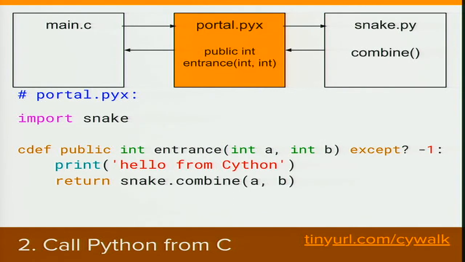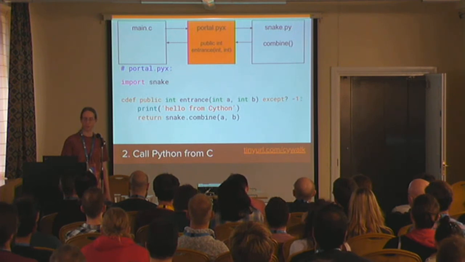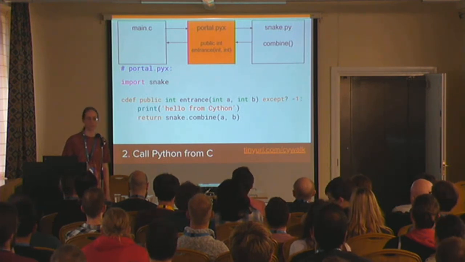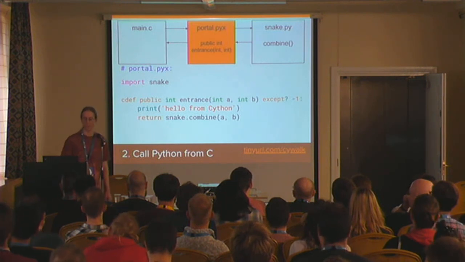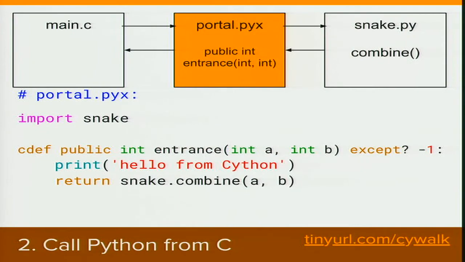In portal.pyx, we're now introducing quite a lot more Cython-specific syntax. But the first thing we do is import snake, and as I said, it will pull in snake.py if that's on the path, or a module that's been installed called snake, whatever you like. The second line, we have to declare a function that's a C function rather than a Python function because we're going to be calling it from C. So rather than def, we start off with cdef. We also declare it as public because we're going to be referencing it from outside the portal.pyx file. Its return type is int. It's called entrance. It takes two parameters, int a and int b.